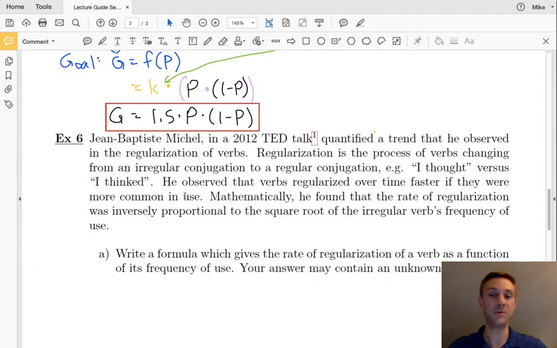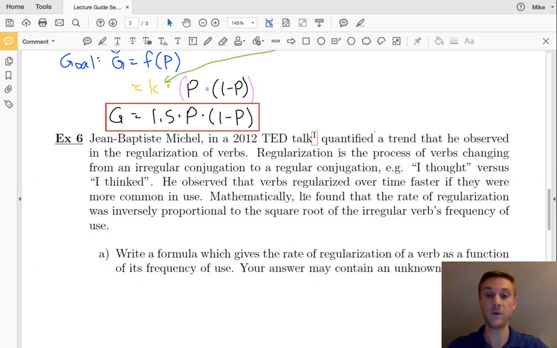And this happened over time, and what he observed was that the more these words were used, the greater this frequency was, the faster these words became regularized. They stopped having these weird conjugations and started being what everybody expected them to be. And so the big reveal there, at least with my math brain turned on, was he found that this rate of regularization was inversely proportional to the square root of that verb's frequency.